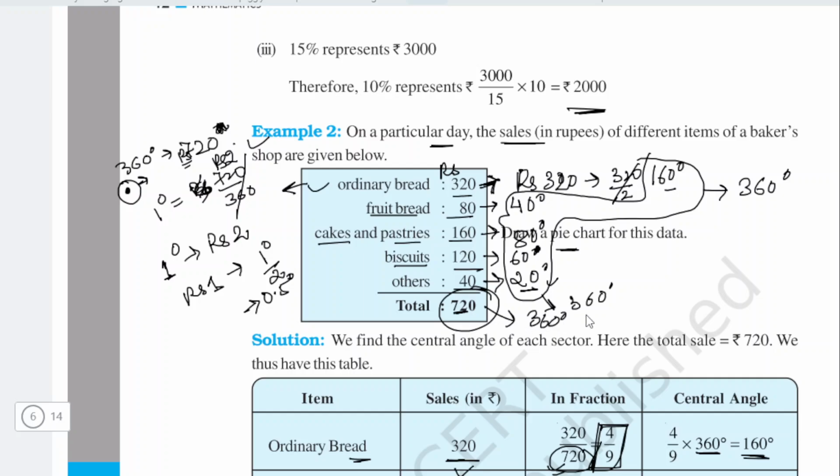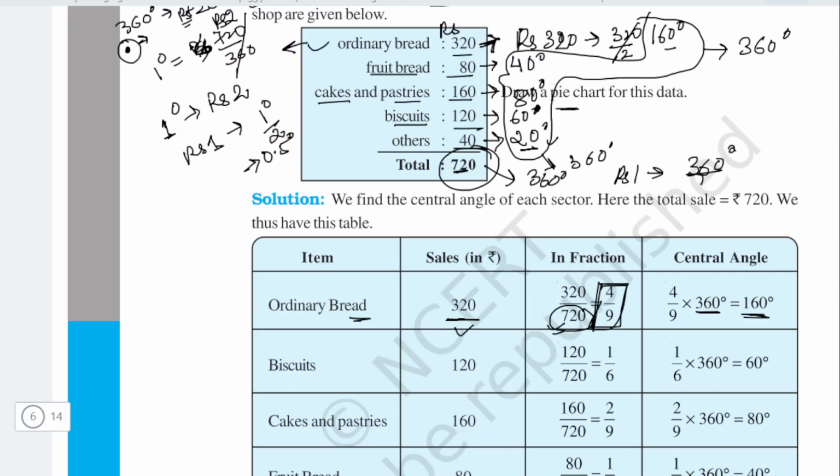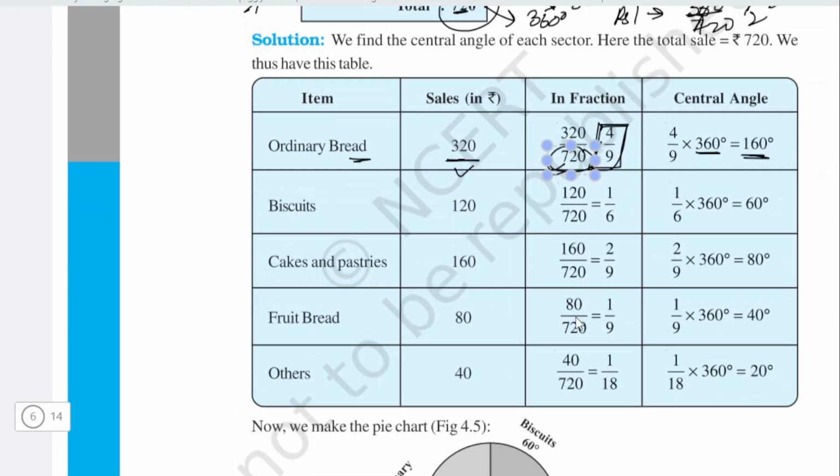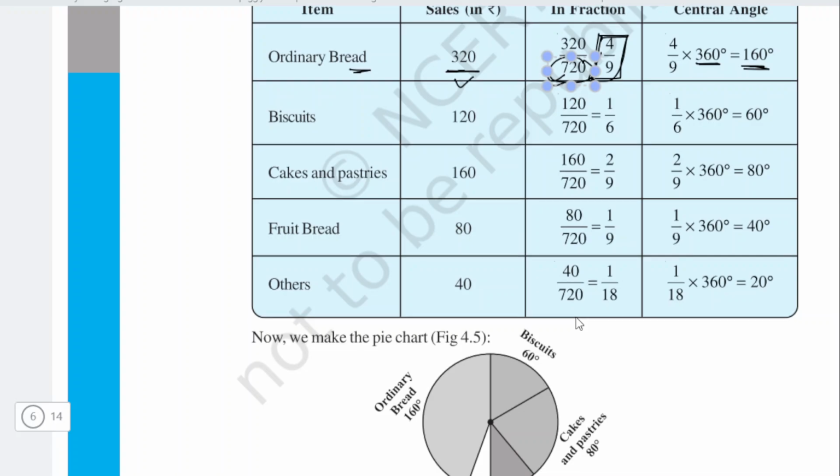So 1 rupee will represent 360 by 720 degree, that is 1 by 2 degree. And in this method they have simplified it more. They first find out the fraction, and then use the fraction for conversion to degree. They just multiply this fraction with 360 degree.